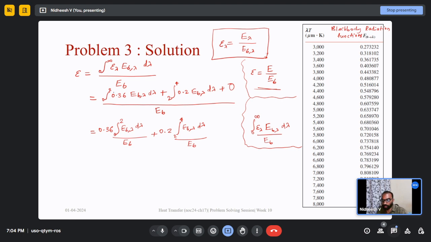Denoted by capital F. So I will rewrite it as 0.36 into black body radiation function from wavelength 0 to 2 micrometers plus 0.2 into black body radiation function for wavelength 2 to 4 micrometers. I can rewrite it like this. And people have already tabulated these values for different black body radiation functions corresponding to different temperature and wavelength of emission.